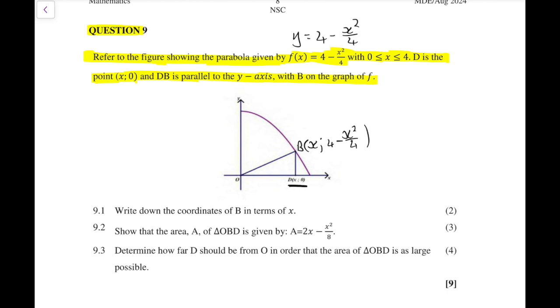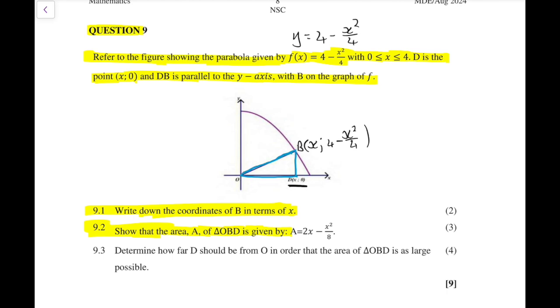All right. And they obviously have the same x value. The D coordinate and B coordinate basically have the same x value. It says write down the coordinates of B in terms of x. We've done that already. Next up, it says show that the area of triangle OBD is given by this here. So triangle OBD, which is our blue triangle, we need to show that the area is given by that.